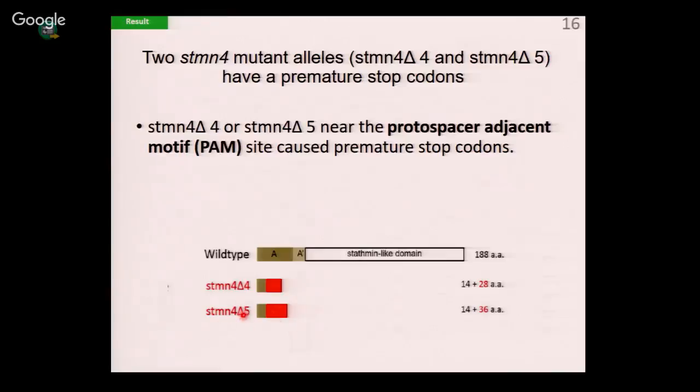They also found two stem 4 mutants, stem 4 deletion 4 and deletion 5, are close to the PAM site. The PAM site is a short sequence immediately following the sequence targeted by the Cas9 nuclease. Because they are near the PAM site, this causes a premature stop codon and results in a truncated stem 4 mutant of 28 and 36 missense amino acids. This mutant lacks all the stem 4 functional domains.